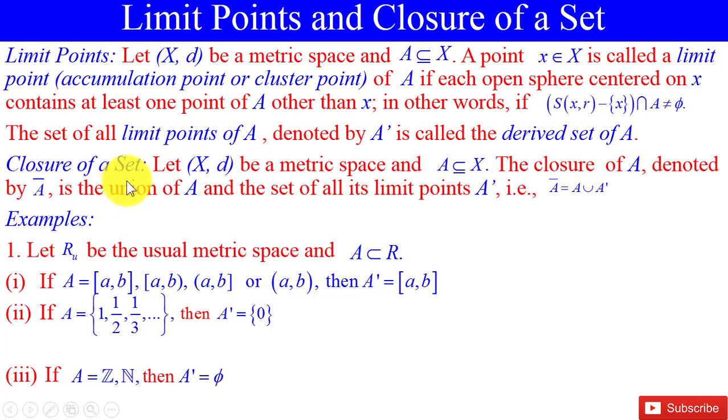Closure of a set. Let (X, d) be a metric space and A a subset of X. The closure of A, denoted by A bar, is the union of A and the set of all its limit points A dash, that is, A bar is equal to A union A dash.